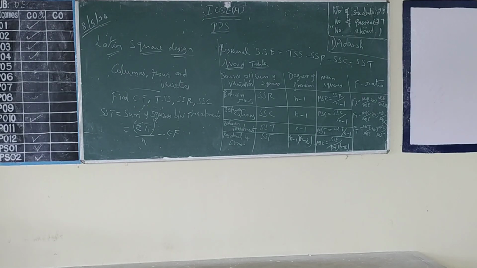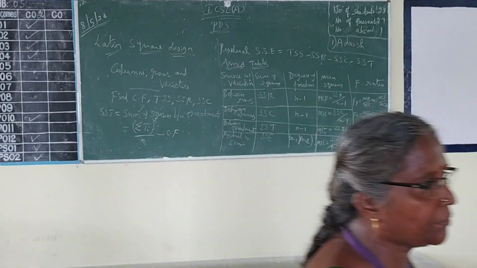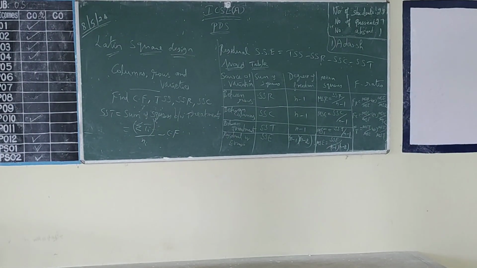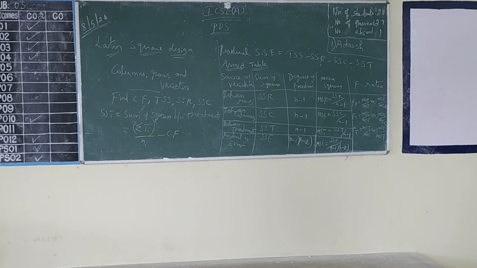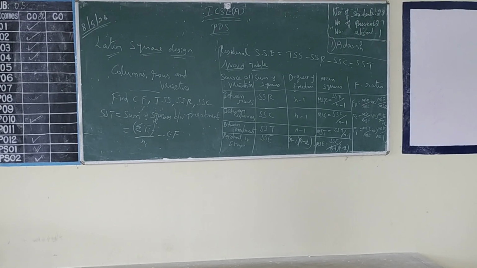Then residual. Now what is the formula for F or FCFT? Please be clear with that formula. What are we combined? In two way, we did the same thing. MSC and MSR compared with MSE for two way classification in the RBD. In the same way, you have to compare MSR, MSC, MST with MSE.